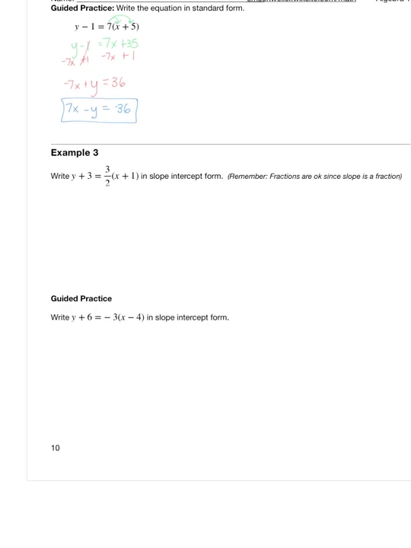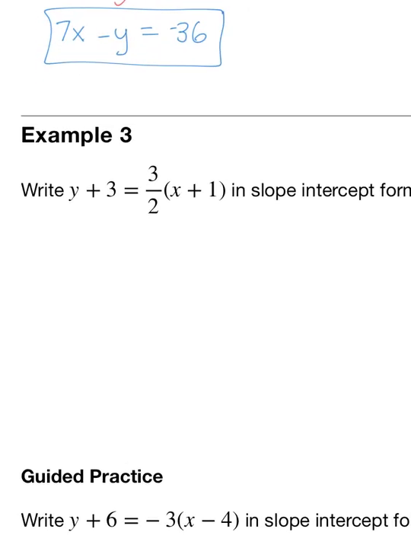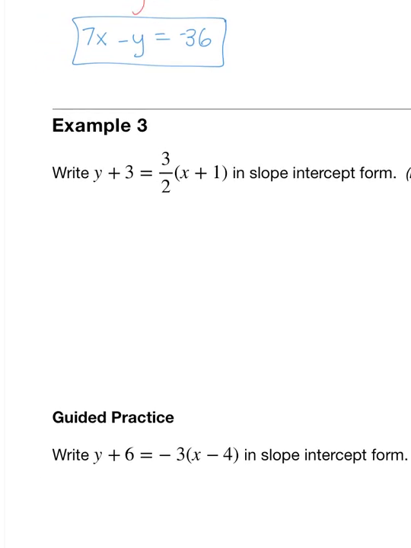All right, so moving on to example 3, it says to write this equation that's given to you in slope-intercept form. So it's given to you in point-slope form, right? And remember here, fractions are okay since we're talking about slope again, and slope is a fraction. So we don't have to think like we did in that last example. We can keep that fraction. So if we are getting it into slope-intercept form, our goal is to have y equals mx plus b.